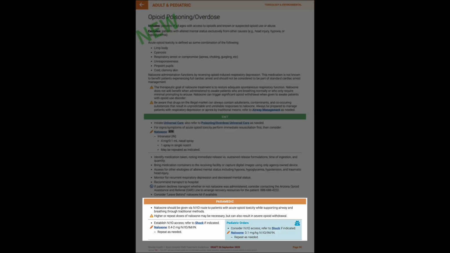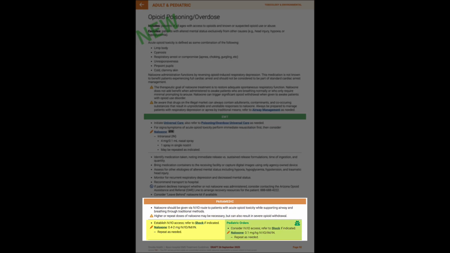For paramedics, naloxone is typically given IV or IO, especially when the patient is more critically ill. The dose range is 0.4 to 2 milligrams, which can be repeated as needed, but with the caution that higher or repeated doses do increase the risk of pretty severe withdrawal. Make sure to support that airway and breathing throughout the call.